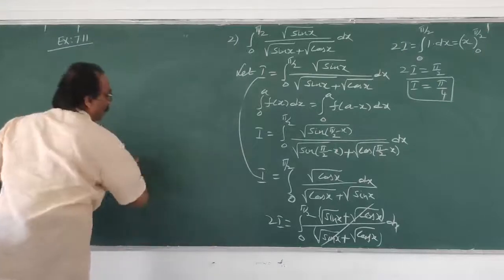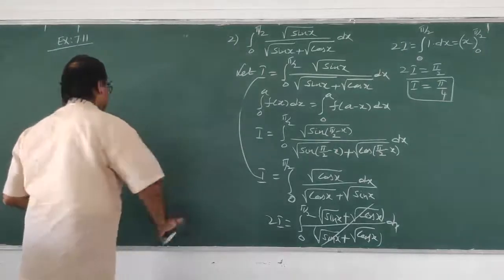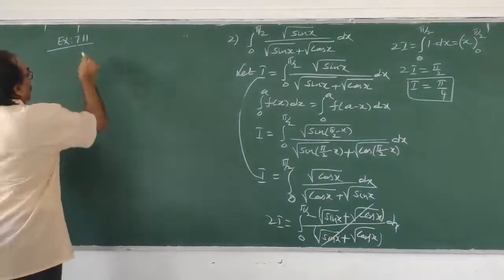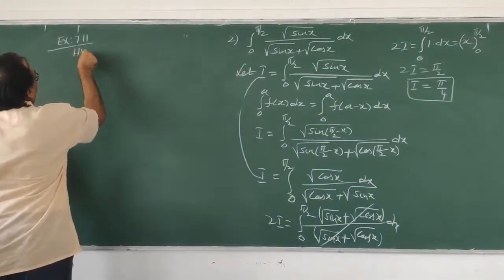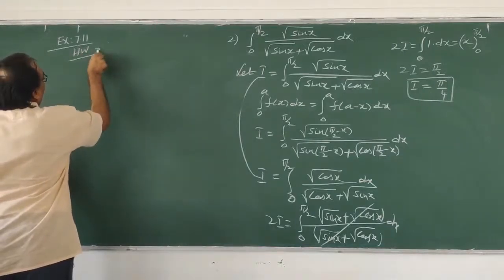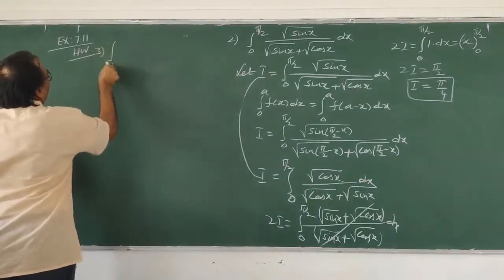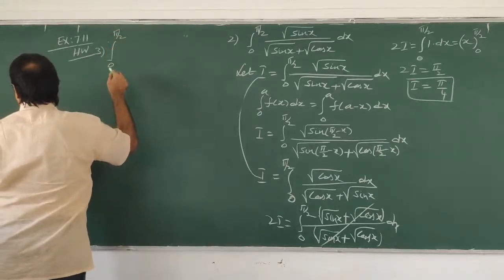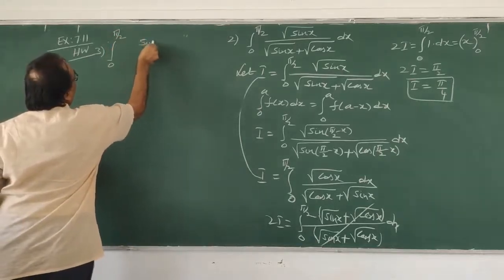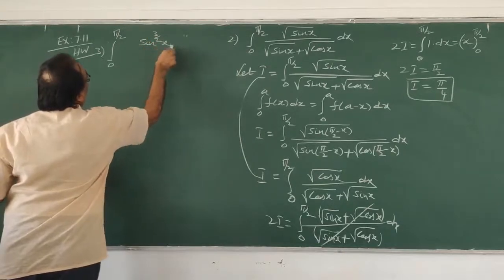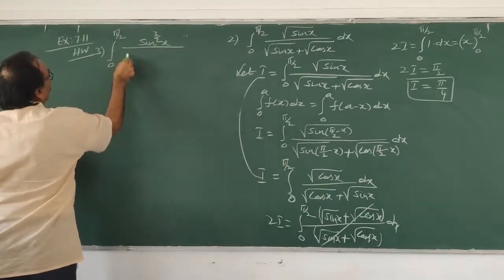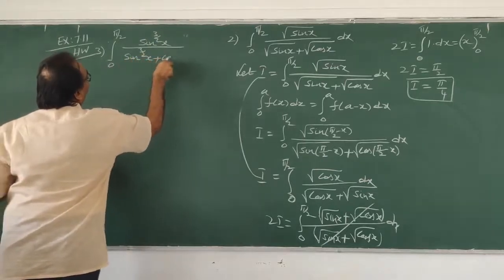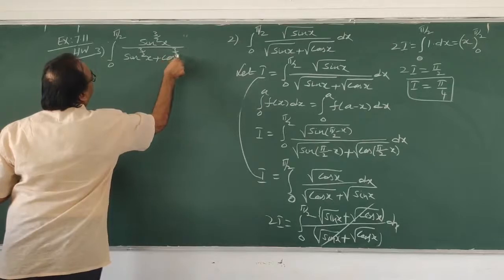Okay, so now that is problem number 3, homework problems. Integral from 0 to pi by 2, sin to the power of 3 by 2 x over sin to the power of 3 by 2 x plus cos to the power of 3 by 2 x dx.